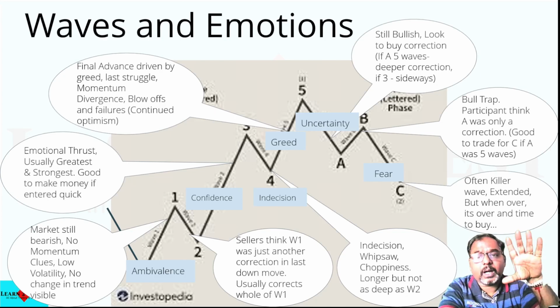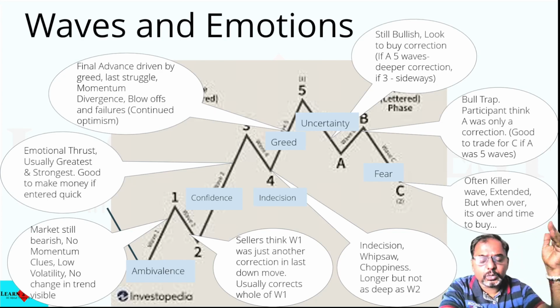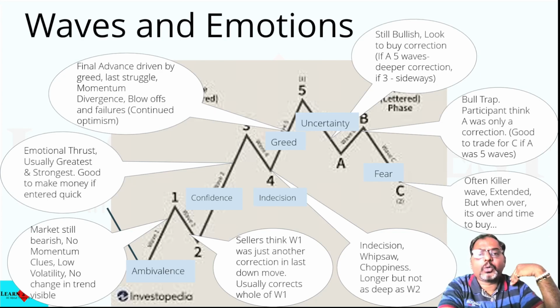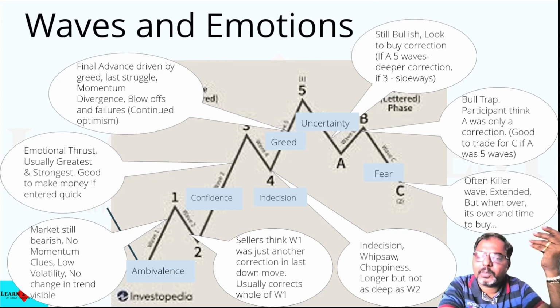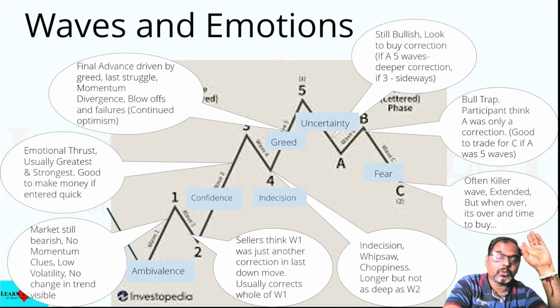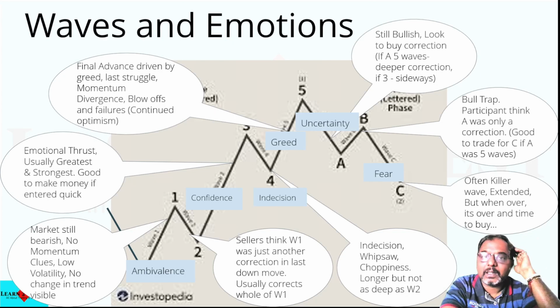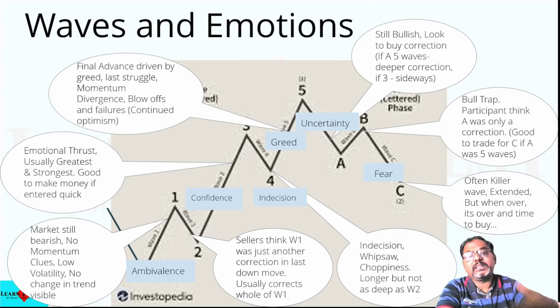So if you can just remember these emotions in the market and just follow the newspaper, follow CNBC, follow whatever you are following, and if you are able to correlate the talks, if they are talking about indecision, then you're probably in wave 4. If these guys are more talking about greed, the market is now going to go through the roof, and this and that, then you are probably in wave 5. If there is a lot of confidence, you are in wave 3. Very, very easy to understand by what the other market participants are talking about.